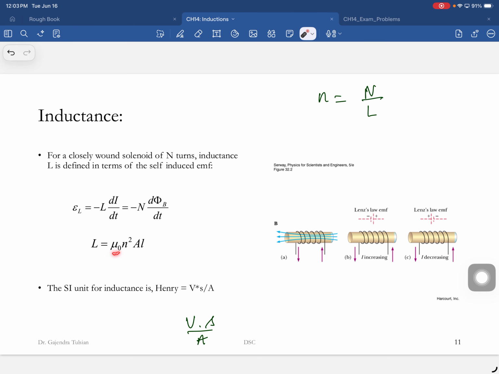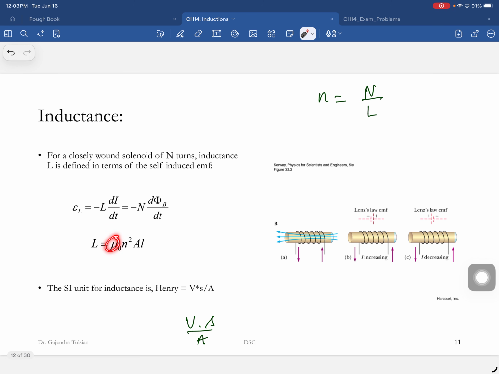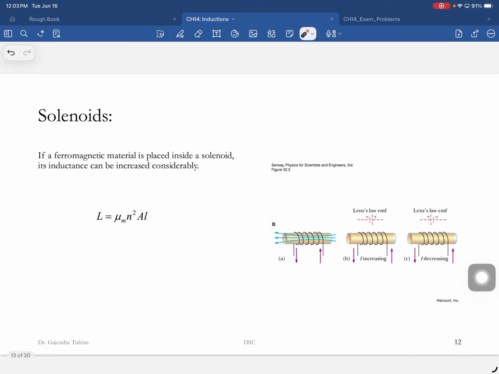Here mu naught is the permeability of free space. If you want to increase L, you can pack this thing with magnetic material. Then mu naught gets replaced by mu m, which can be like 100 times greater than mu naught. So if you pack it with magnetic material, you can increase its inductance by a factor of 100.